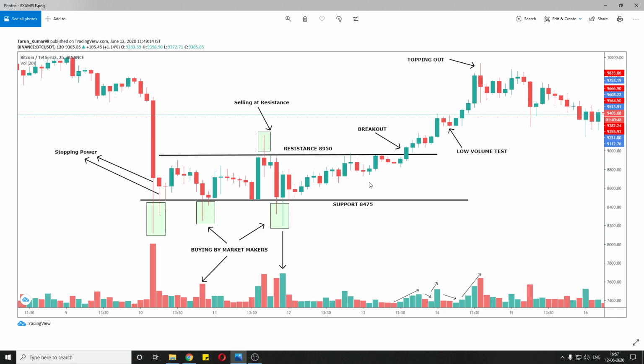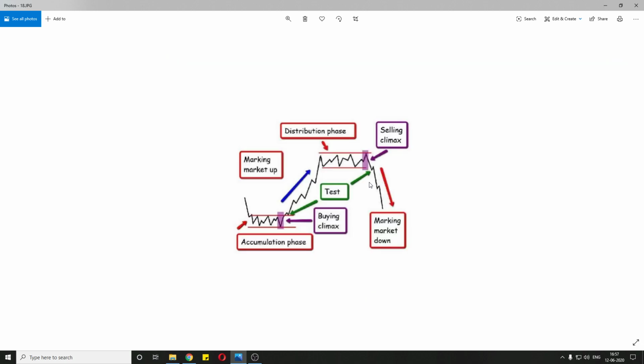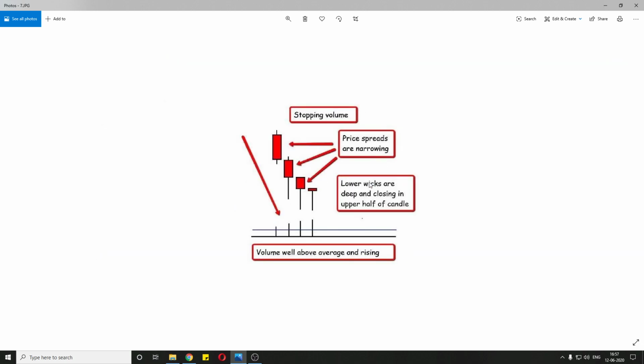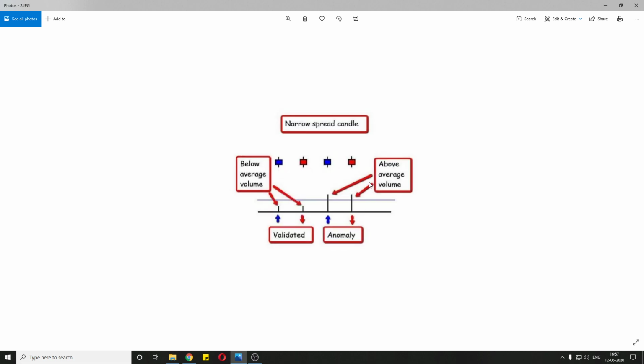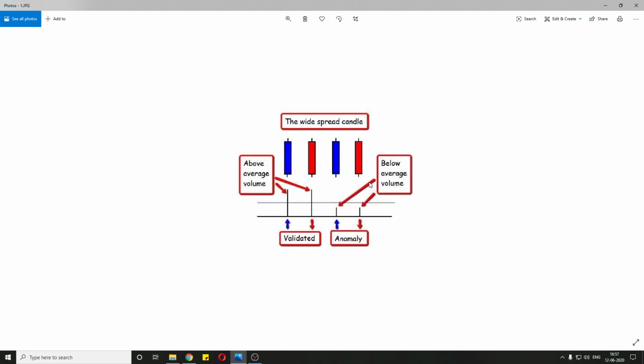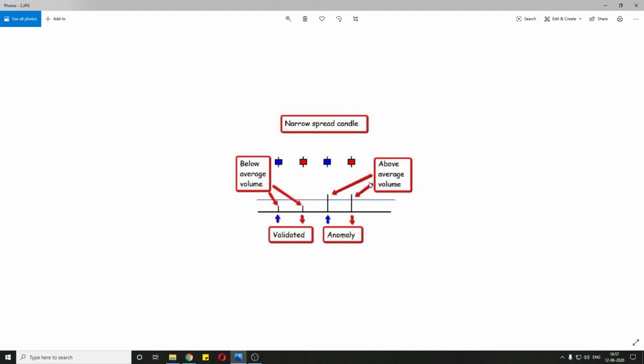So I think all the concept about the volume is clear. Let's go over it very quickly once again. These first two examples show that the size of the candle should be proportional to the volume, and if they are not matching, there is something wrong.